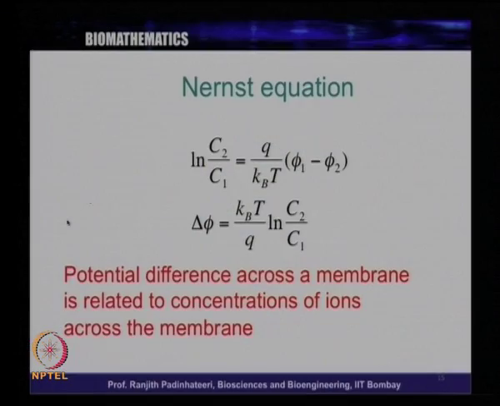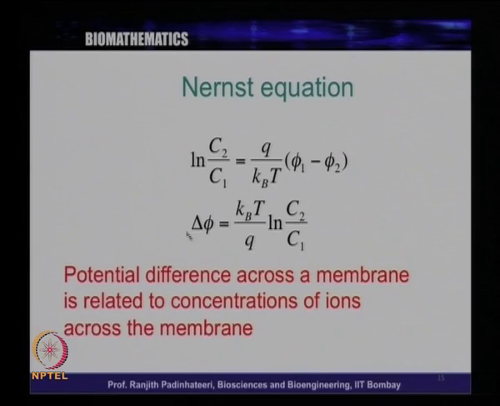What we essentially end up getting is this equation, as you see here: log of C2 by C1, which is the ratio of concentrations on both sides. C2 and C1 are the equilibrium concentrations at either side, and this is equal to q by kBT into phi 1 minus phi 2. Phi 1 and phi 2 are the potentials, so phi 1 minus phi 2 is the potential difference across the membrane.